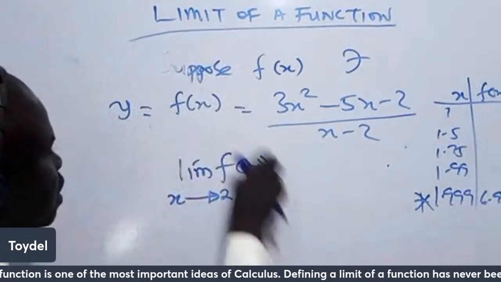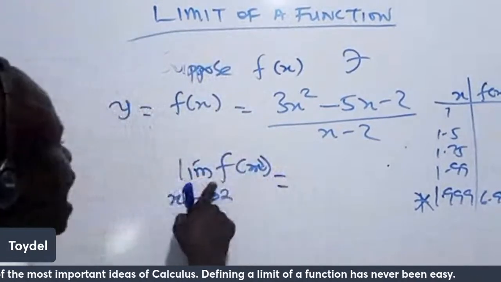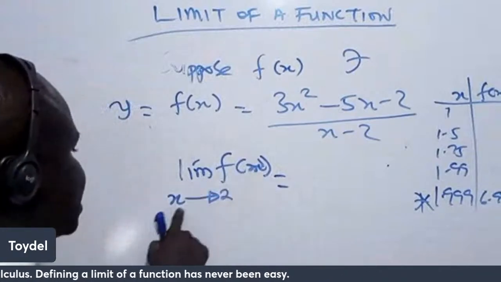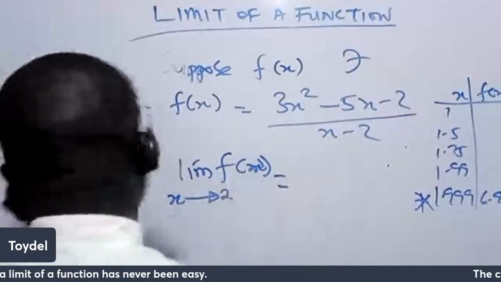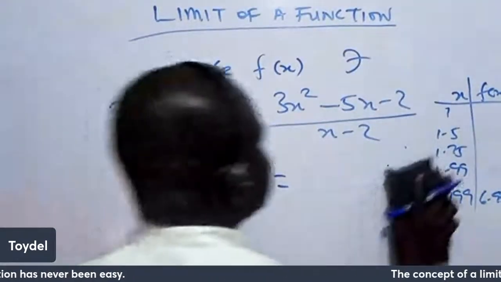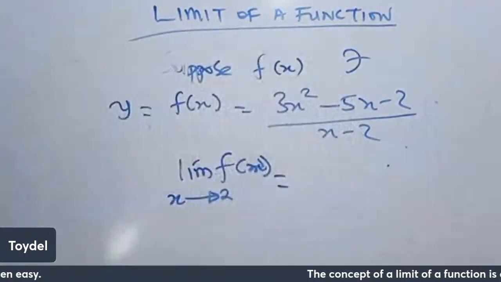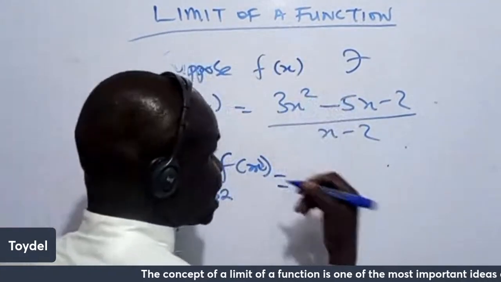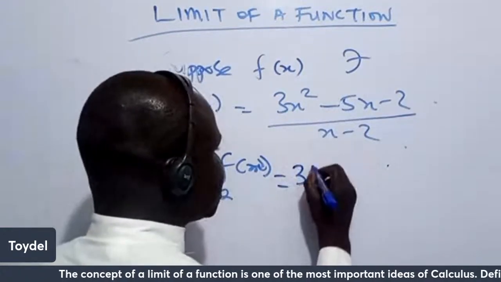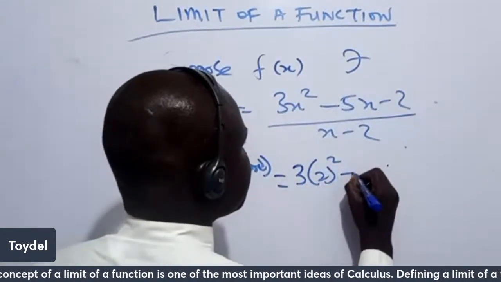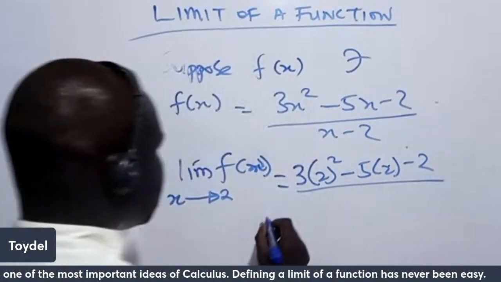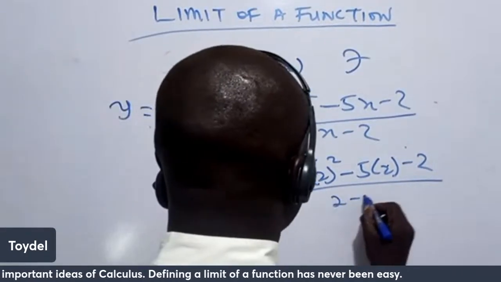we do not write it this way. That is, we say limit of f of x as x tends to 2 will give us what we are about to write now. That is, we substitute for when x tends to 2, not exactly 2, but closer to 2. That will be 3 into bracket 2 squared minus 5 into bracket 2 minus 2 all over 2 minus 2.